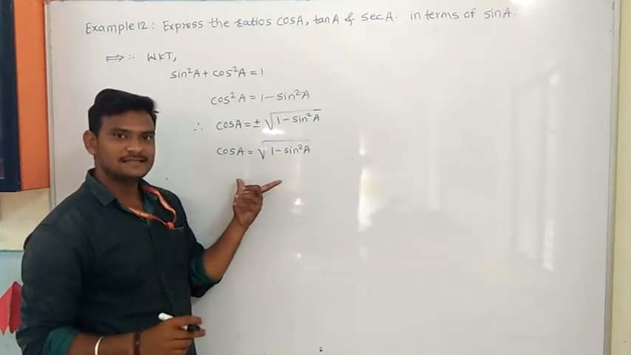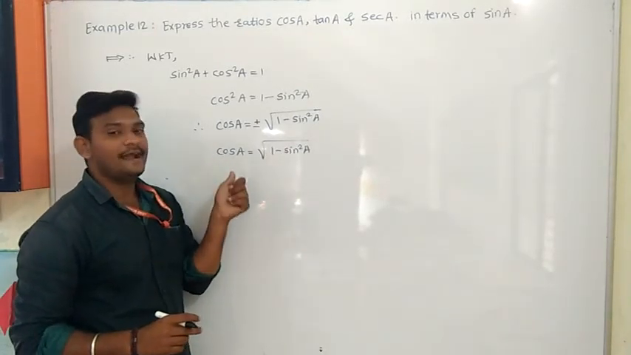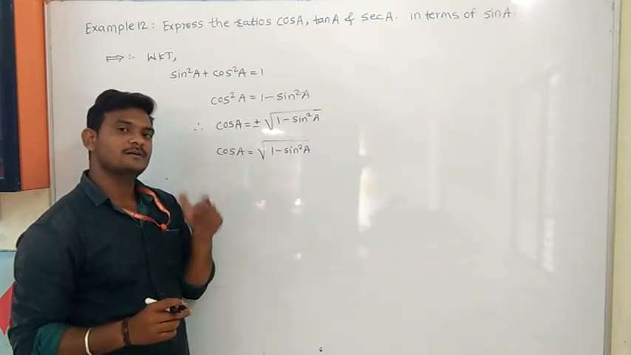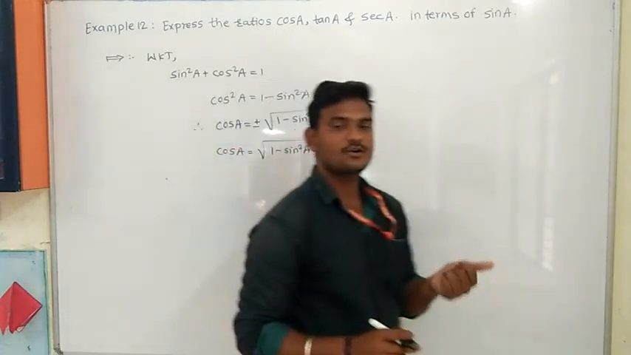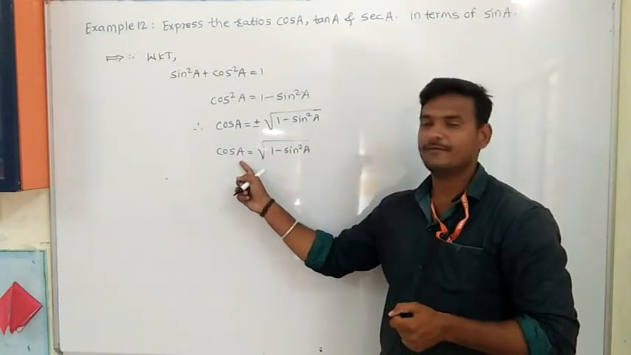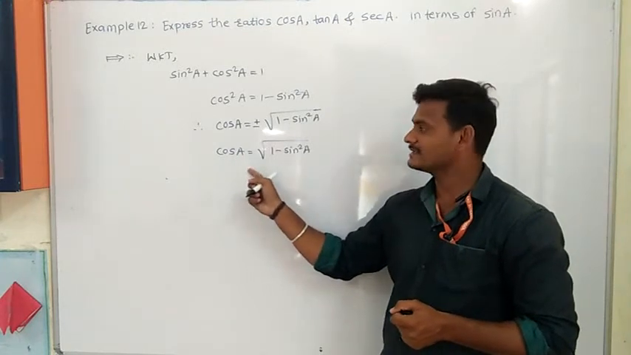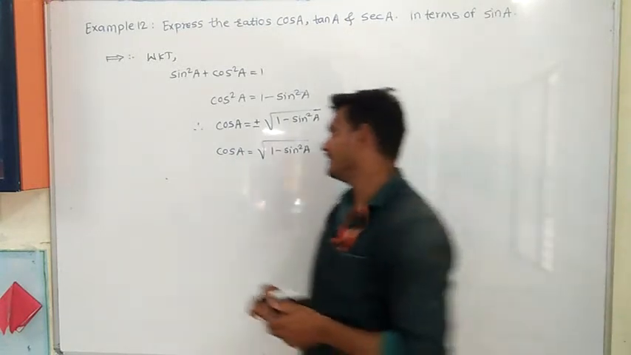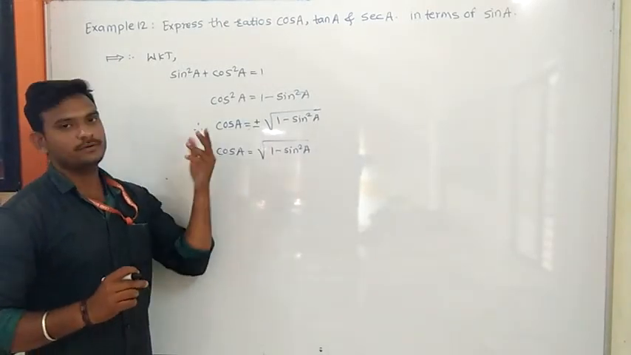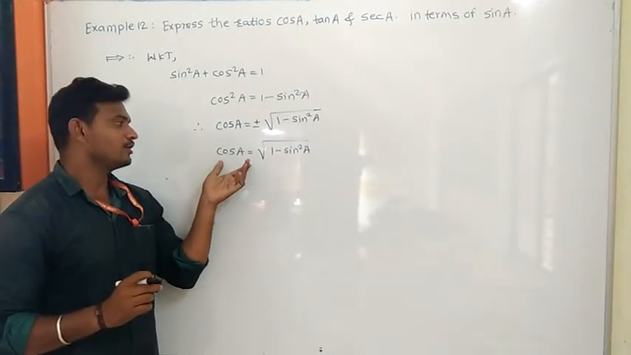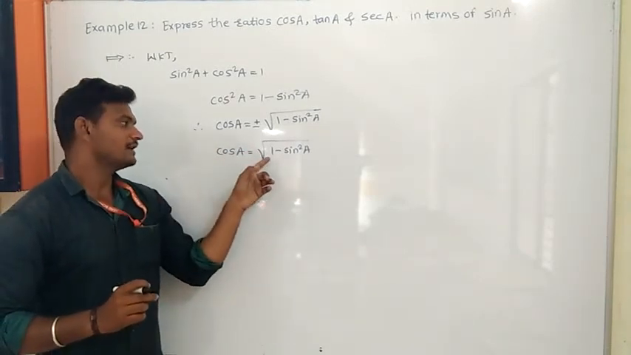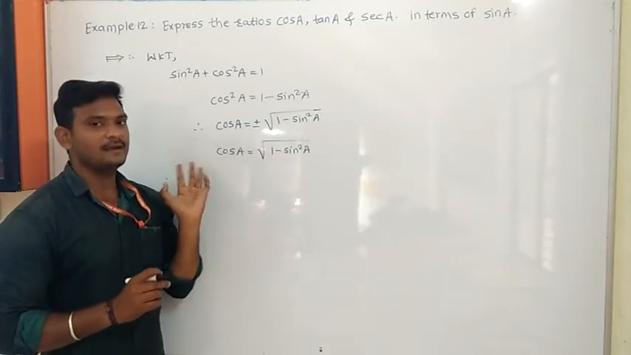We have taken plus here, which means for all the acute angles, cos ratio is positive. We have seen in the table that for all the acute angles the cos ratio is always positive. Therefore, we have taken positive only. Don't take the negative value, because for all the acute angles cos value is always positive. Therefore, we got square root of 1 minus sin square A here.